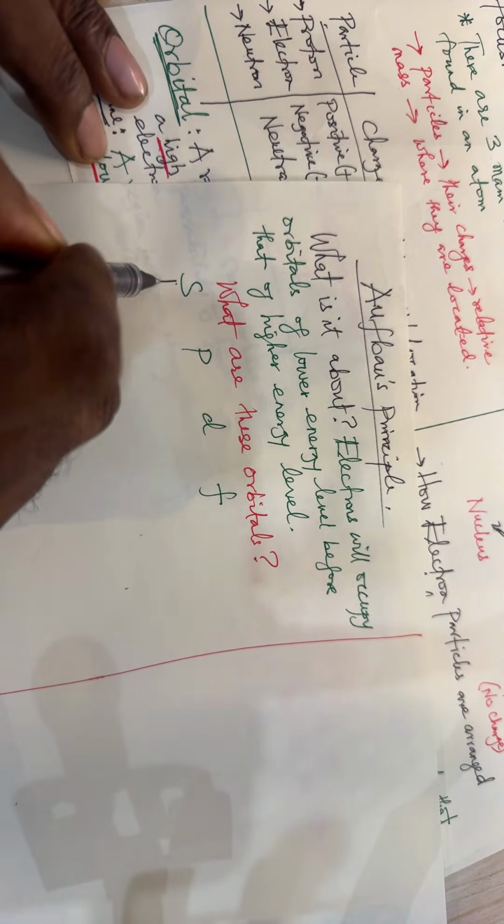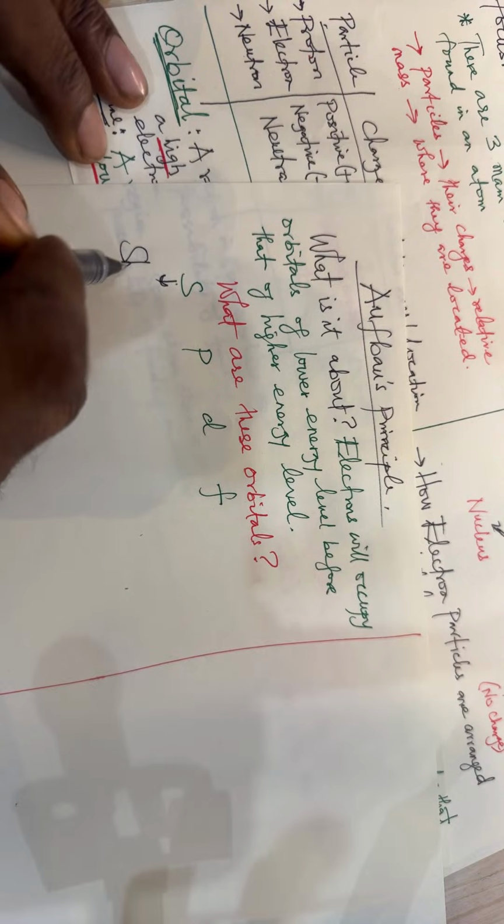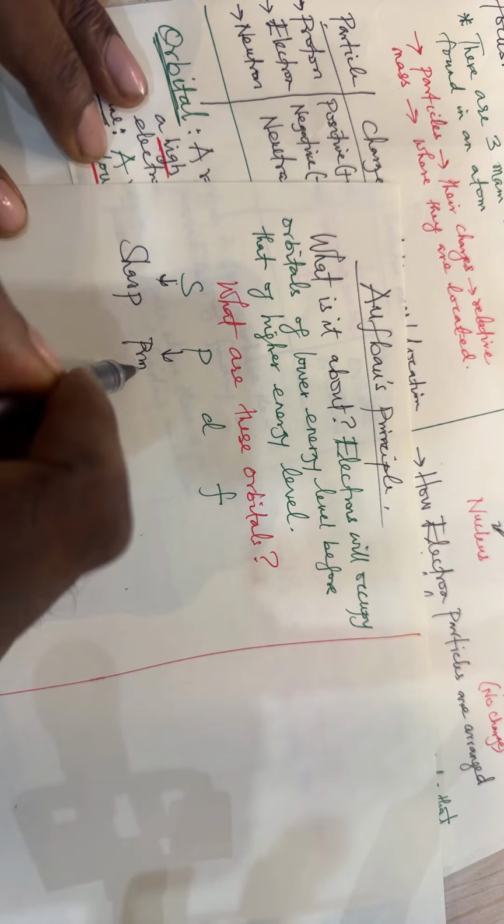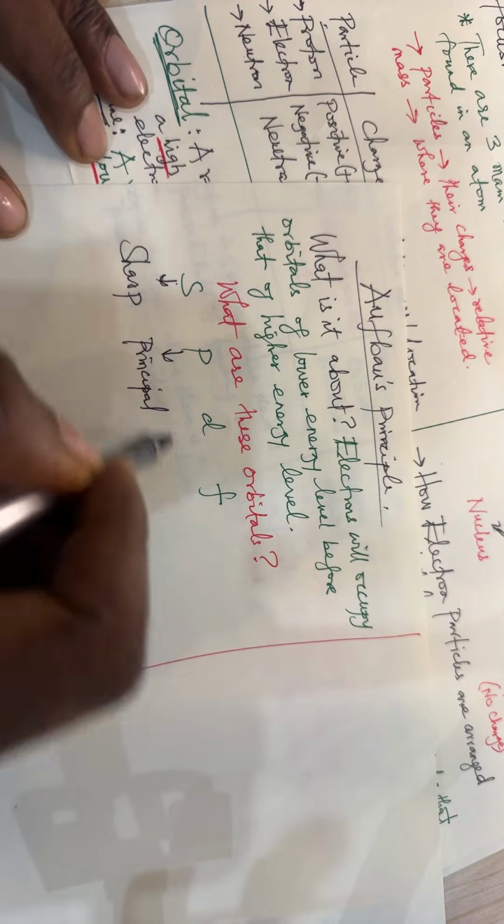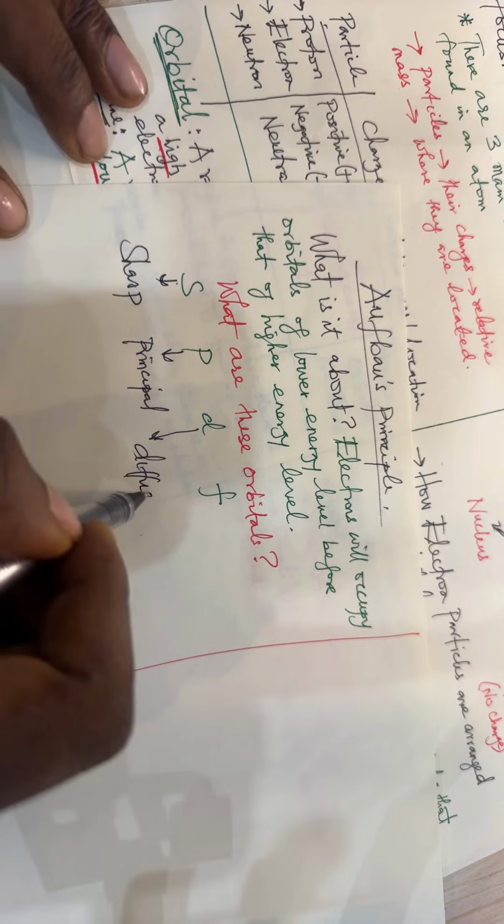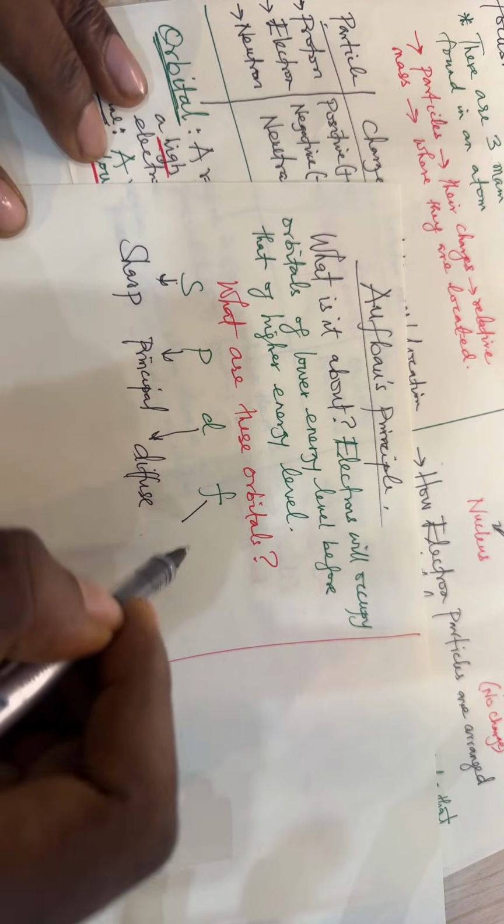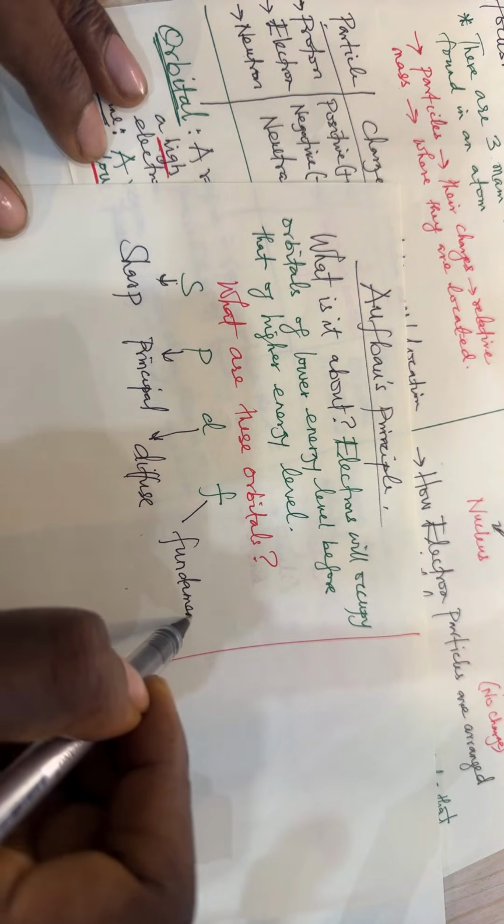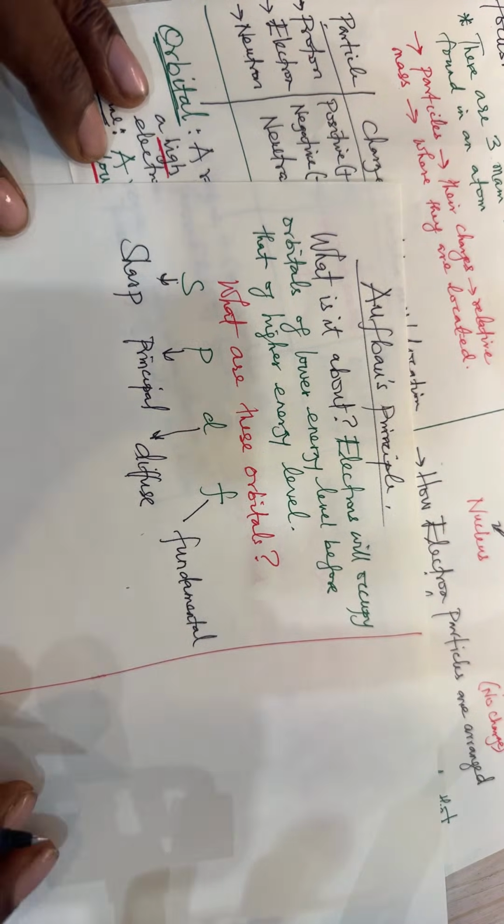What does this S stand for? S stands for sharp. P stands for principal. D stands for what we call diffuse. And F stands for fundamental.